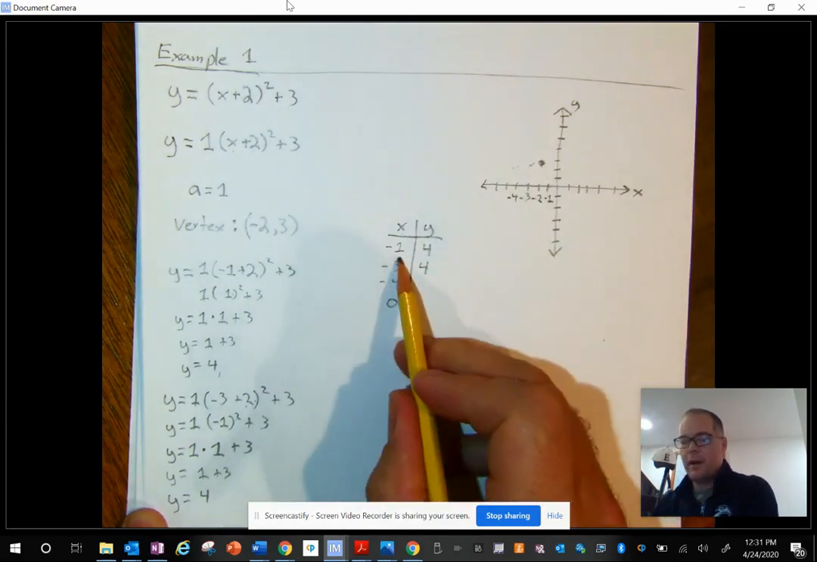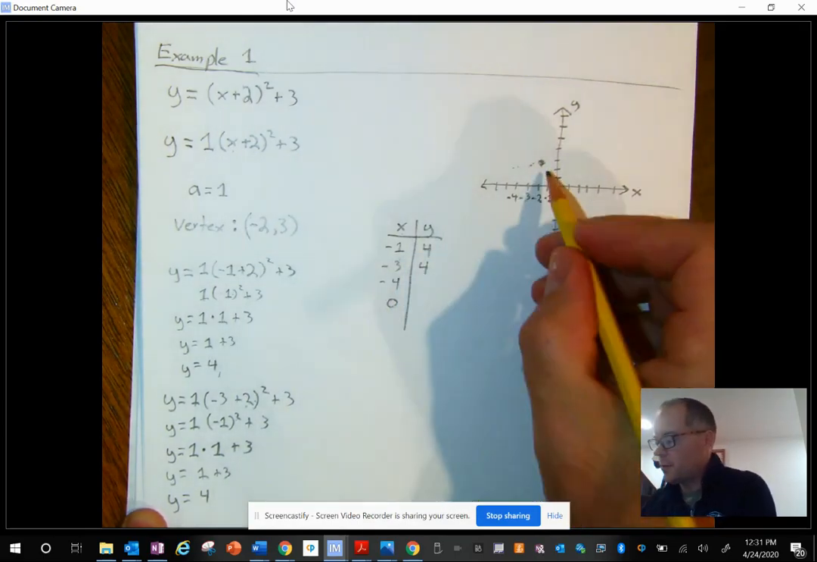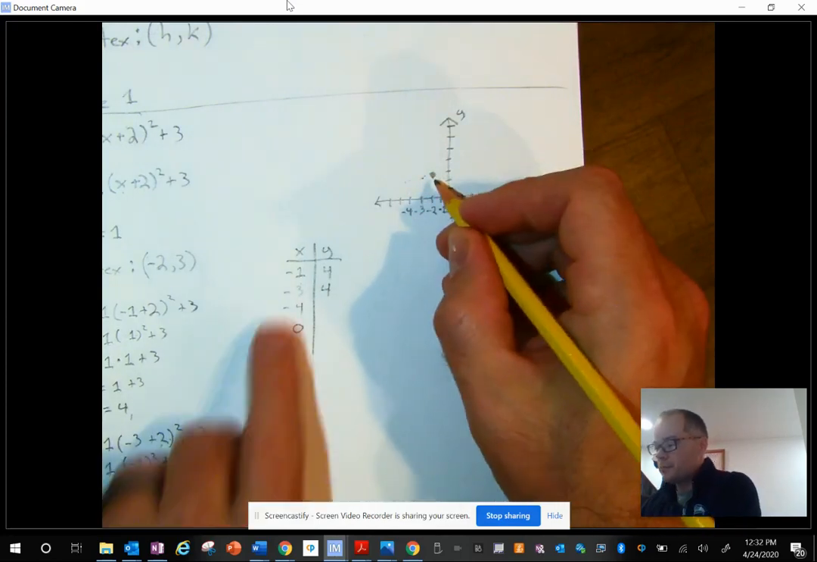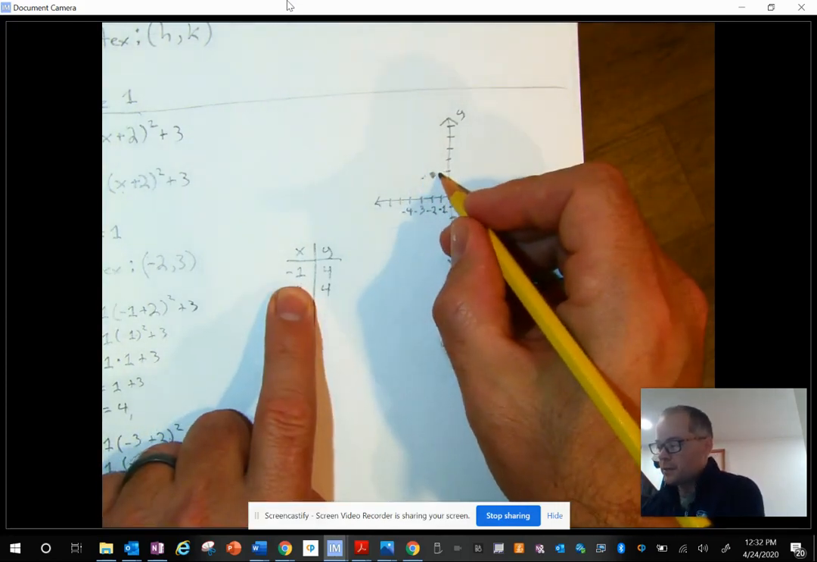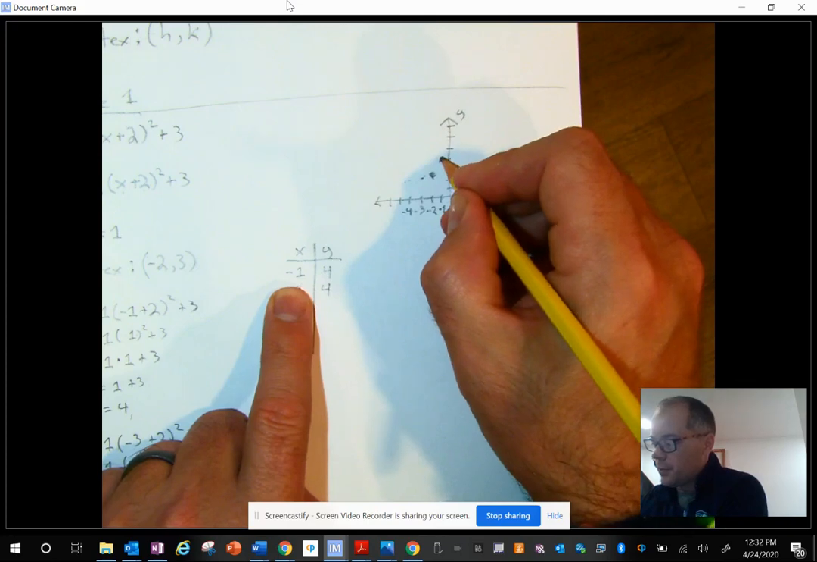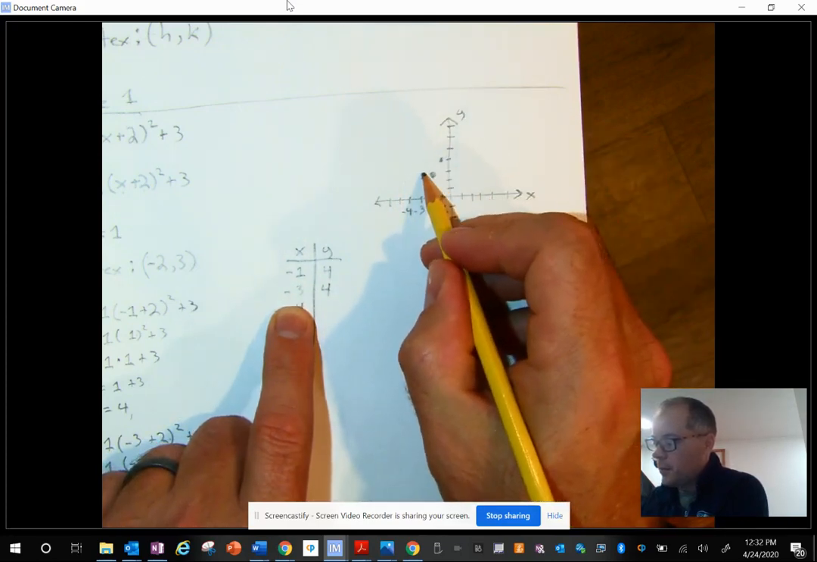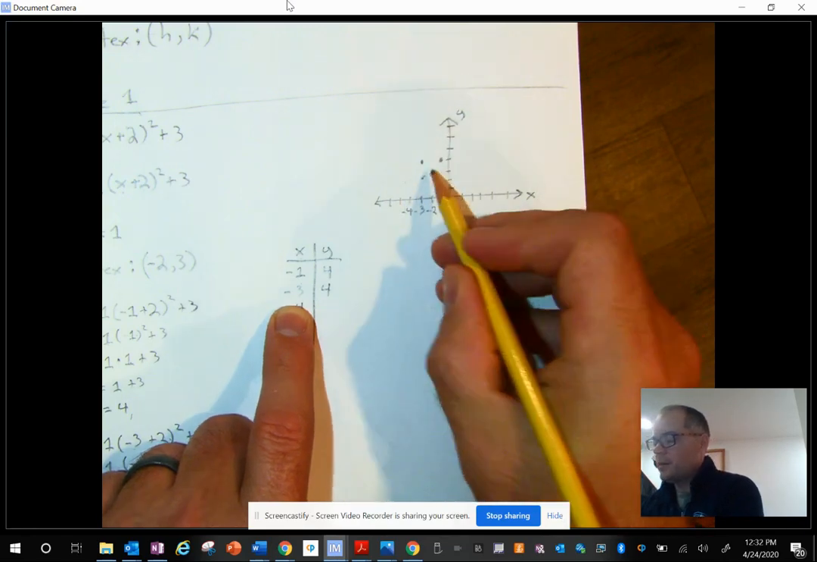So let's go ahead and graph these two points so far that we have. If I'm over here at -1 on the x-axis and up to 4, that's this point right here, and then -3 and 4 is right here. Now this kind of makes sense since we know a parabola should look like this.